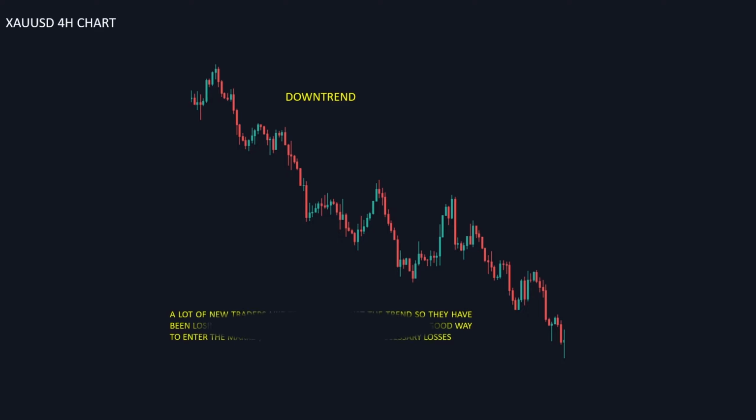A lot of new traders like to trade against the trend, so they have been losing. As long as you can find the trend and find a good way to enter the market, you can avoid a lot of unnecessary losses. I've even seen a lot of traders looking for the top or bottom of a trend all the time, which is a very wrong idea, because no one in this world can perfectly and consistently predict the top or bottom of a trend. So the easiest way is to follow the trend and take advantage of the trend.